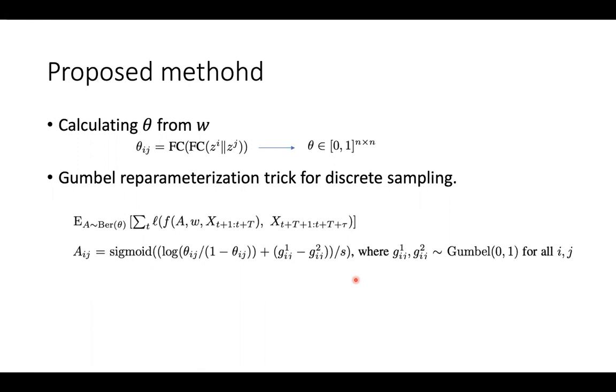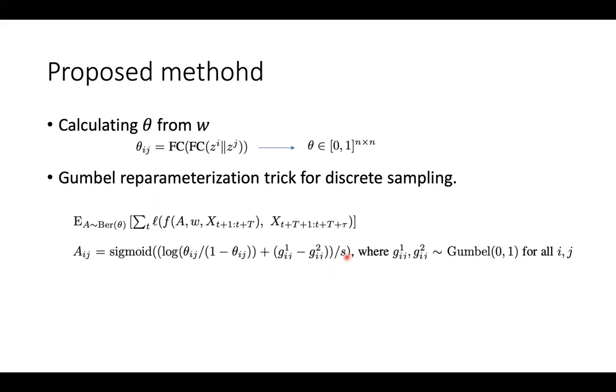Yeah, and implementation-wise, although we see that only when S is approaching zero is the probability of aij being one proportional to this theta ij, in implementation usually in each iteration we decrease this S, one iteration by one iteration, instead of just setting it.